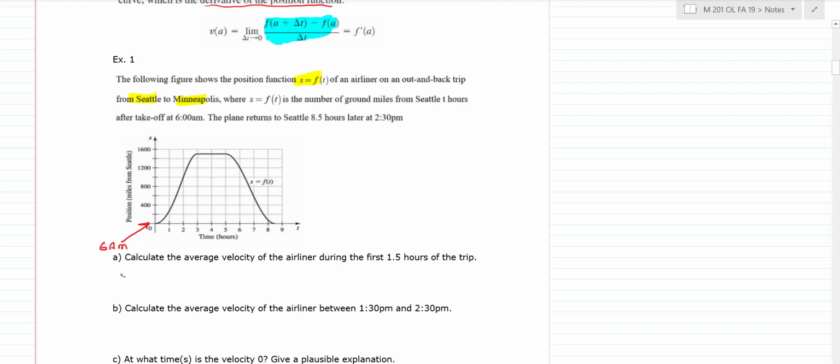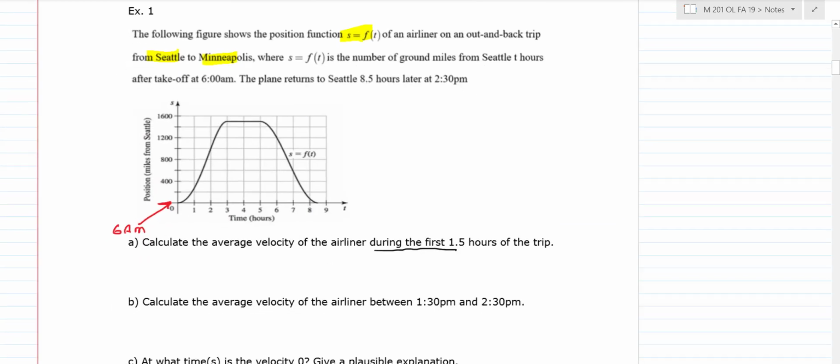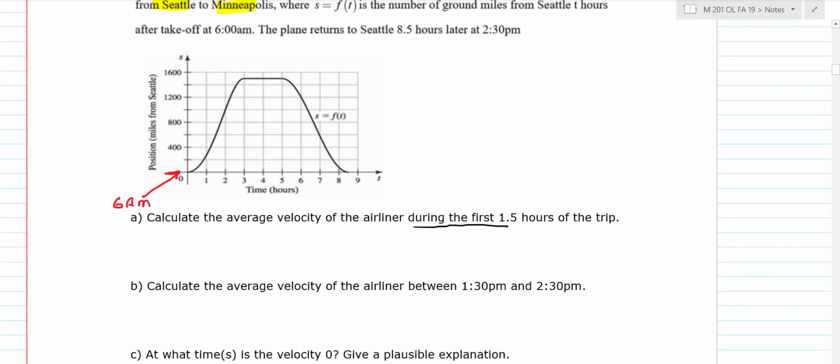So first thing we're going to do is calculate the average velocity during the first 1.5 hours of the trip. What we need to do is find 2 points. So this would be 1.5 hours right there. Let's go up to 1.5 and estimate where that is. That point looks like it's 1.5, and that would be 600 miles. And then, of course, the first point right here would be 0, 0.